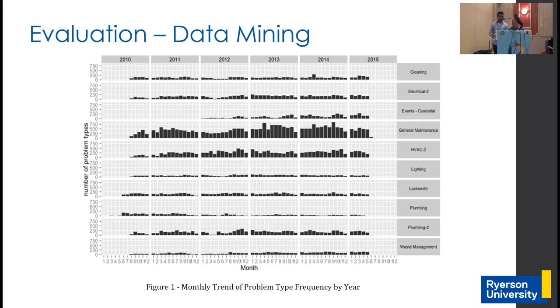Okay, so moving on to the results of the data mining. Here we have frequency of problem type by location, or no, sorry, by time. And this looks like a lot of information right now, but if you look a little closer, we can see that with HVAC, pretty much it's experiencing a consistent spike at the end of every year, and that aligns with our seasonal changeover from heating to cooling at Ryerson.